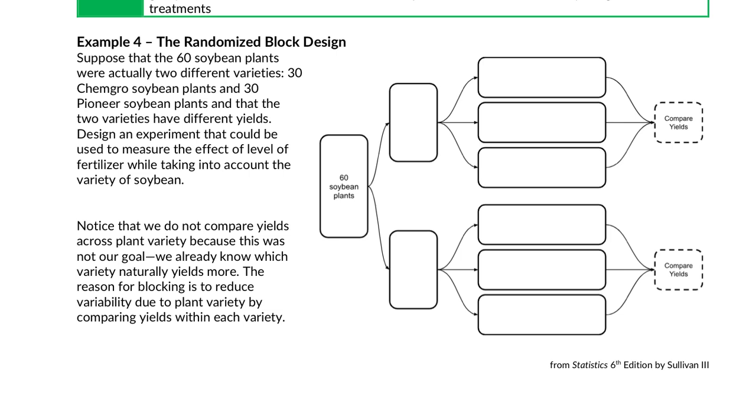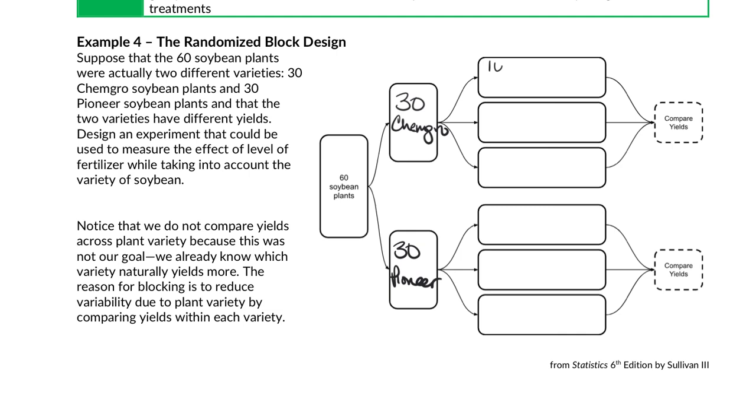So here's what our design might look like. We have our 60 soybean plants into two blocks. We have our 30 ChemGrow, and we're going to have our 30 Pioneer. We're separating them first by type because there are naturally differences in these types that we need to weed out as part of the problem. But from each of those 30, we're going to assign 10 randomly to different treatments.